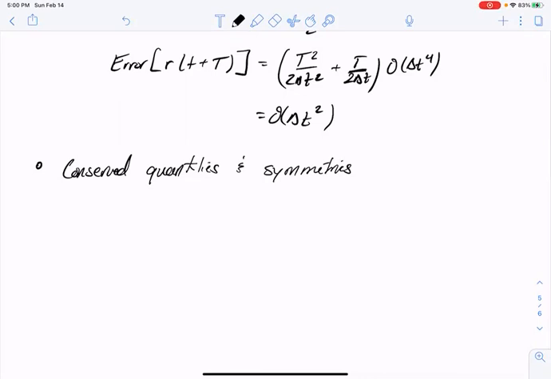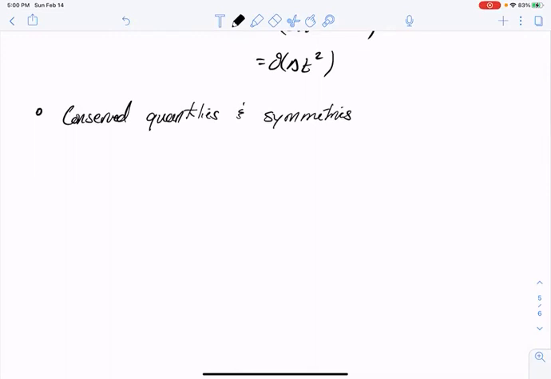Time reversal symmetry, which is encoded in the Liouville operator, as we discussed last time, implies energy conservation. So the action of the Liouville operator on the Hamiltonian yields a zero eigenvalue, which implies that energy is conserved. It's a constant of motion.